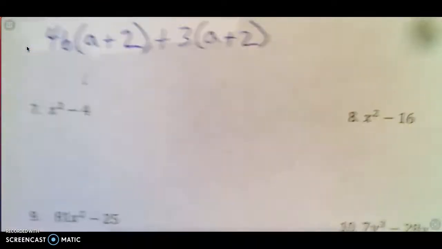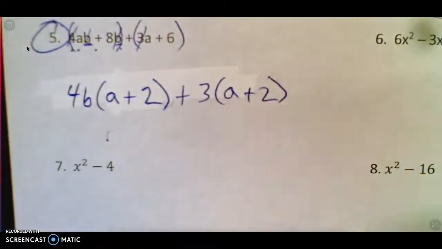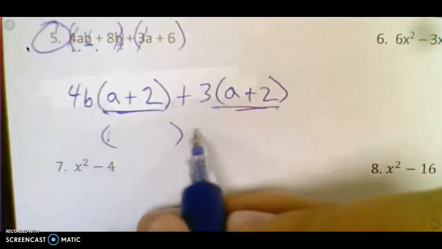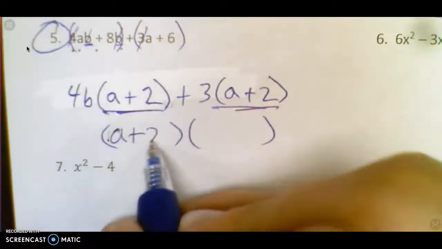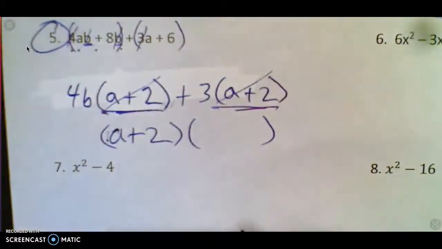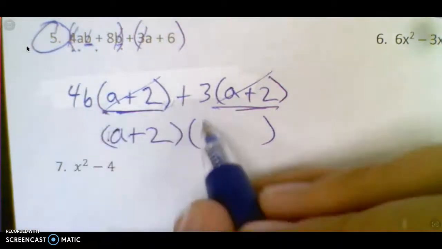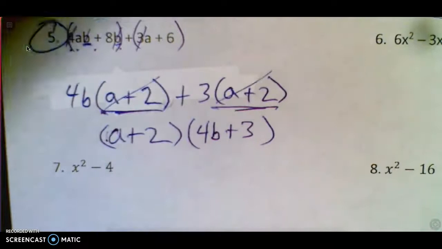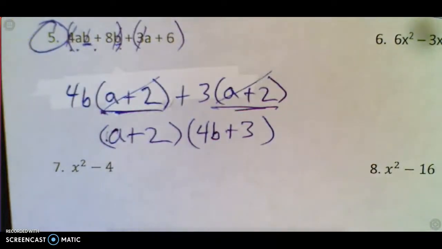Now what's kind of cool is, if they both have a plus 2, I can take out an a plus 2. But if I divide out an a plus 2 here and I divide out an a plus 2 here, what's left over? Oh, just the leftover stuff, 4b plus 3. All right, I'm going to pause. I'll do the next one and show you the answer.